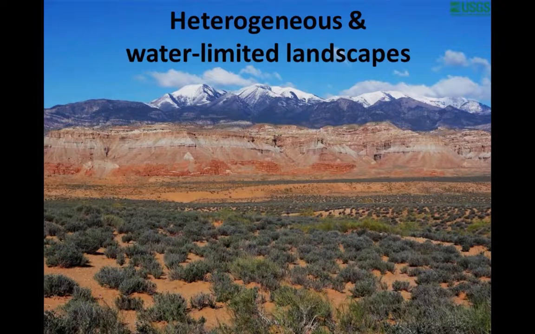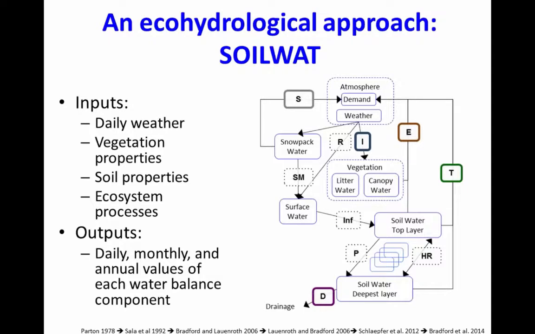Which includes some of the drivers of this heterogeneity. So just briefly, the way that we approach this is with an ecohydrological model, a daily time step soil water model called SOILWAT. Inputs to this model include daily weather, vegetation properties, and importantly information about the soil, so soil depth and soil texture, which helps us keep track of how the water moves through the soil. Outputs include daily information, which can be aggregated up to monthly or annual values of each water balance component. Basically, all the boxes and arrows on the right, the take-home message is just that it keeps track of where all the water goes that comes into the system. So how much of it is intercepted by the vegetation and evaporated, how much actually gets into the soil, and if it does get into the soil, does it move through the soil profile, does it get transpired out or evaporated out?